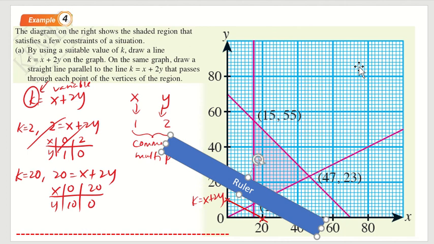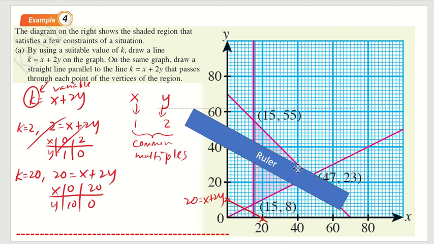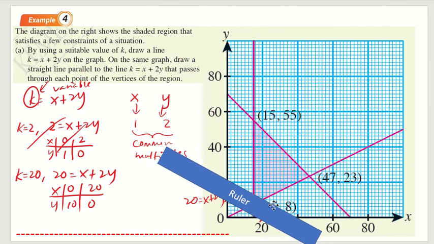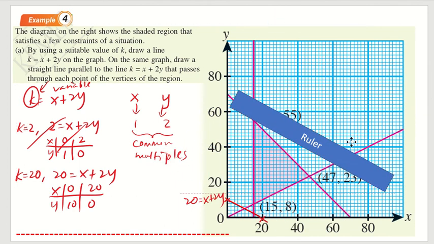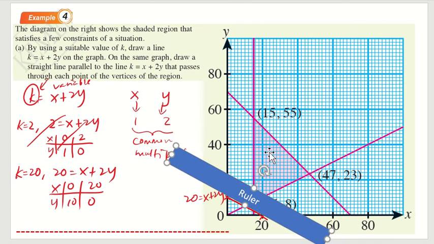Oh, sorry. This straight line is not K equal to x plus 2y. This straight line is 20 equal to x plus 2y. But actually there can be many lines, starting from just now, 2 equal to x plus 2y. You see, all these lines are parallel to K equal to x plus 2y. What is the use of this? Why do we want to draw this line?